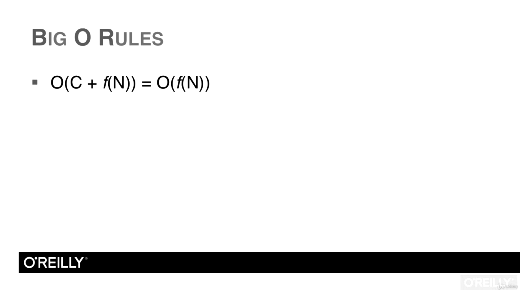Notice that this rule also means you can ignore constants that are added to a function. For example, order c plus f of n for some constant c is the same as order f of n. That's because the constant c is also a function, it just has a constant value. Because a constant is smaller than any function that increases as n increases, you can ignore the constant. That's rule 3. If the behavior depends on the sum of 2 functions, you can ignore the smaller function.